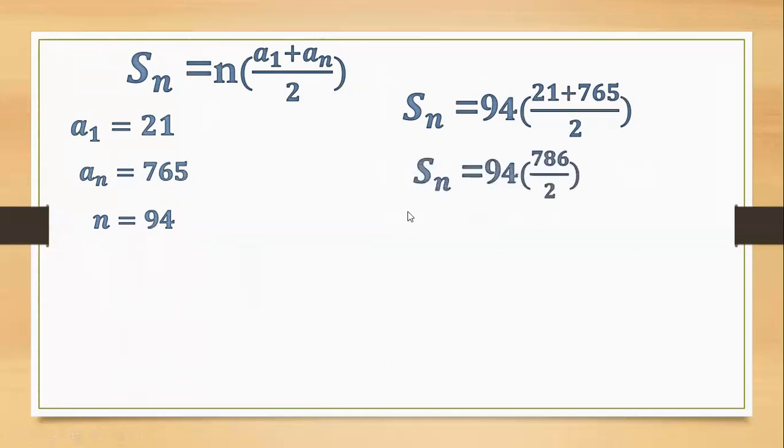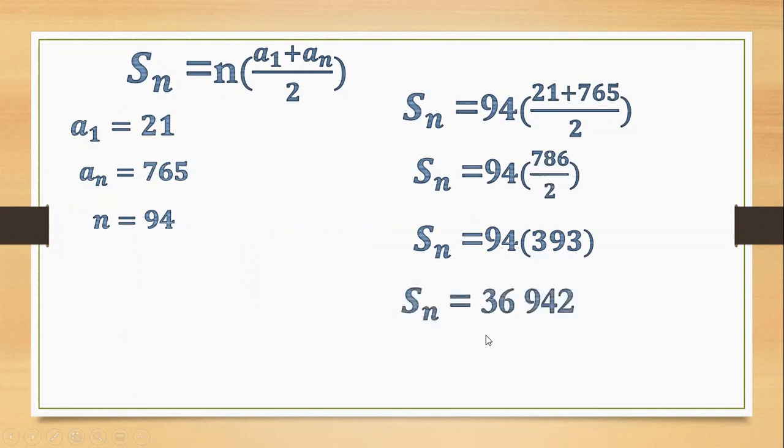Copy: S sub n equals 94. Then, when we add, the answer is 786. Then, copy over 2. Next, divide 786 divided by 2. The answer is 393. So, copy 94. Next, multiply 94 times 393. The answer is 36,942. So, the partial sum is 36,942.